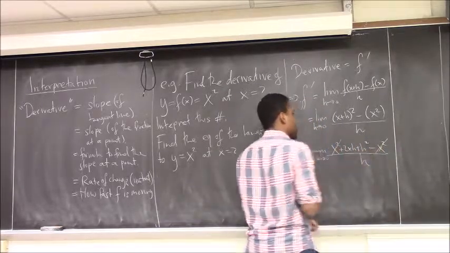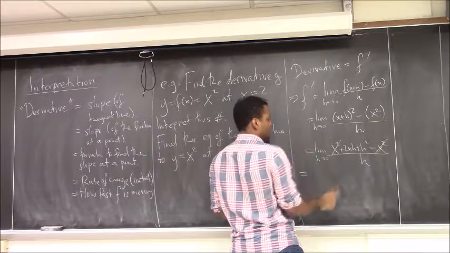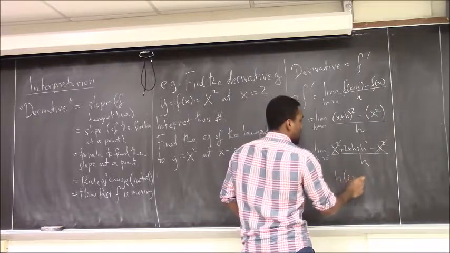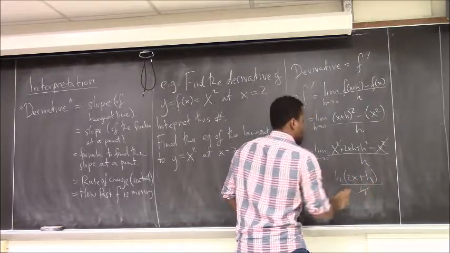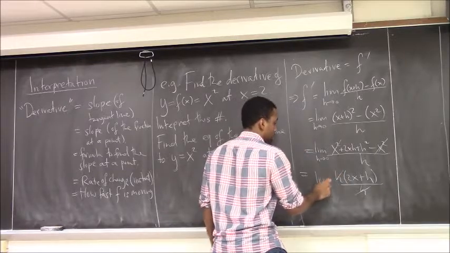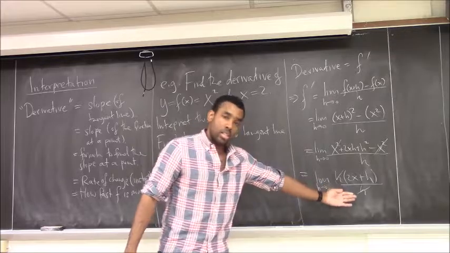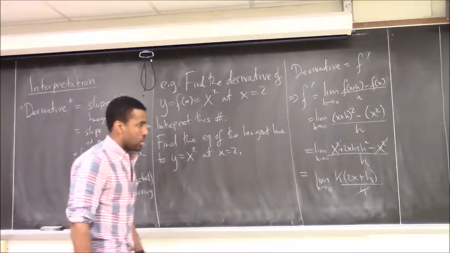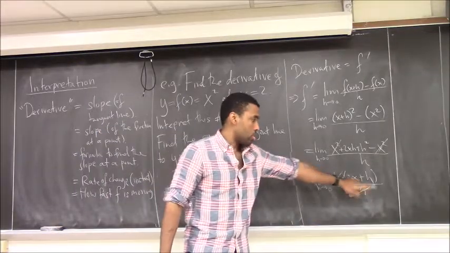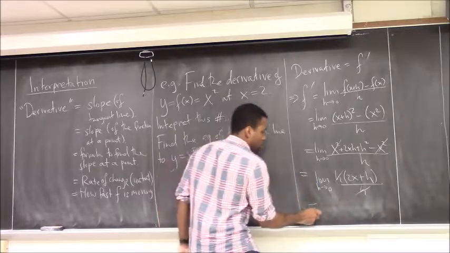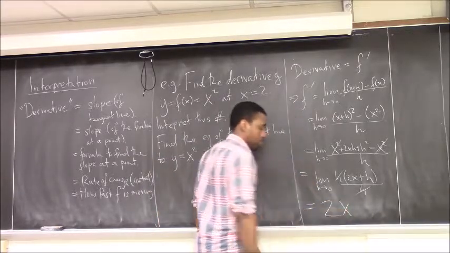The x squares will kill each other. There's a common h in who remains, so I can factor that out. So now the h's would cancel, and I'm taking the limit as h approaches 0. Since I no longer have h in the denominator because I canceled it, I can now plug in h equals 0. So I plug in 0 here, and so the result will be 2x.